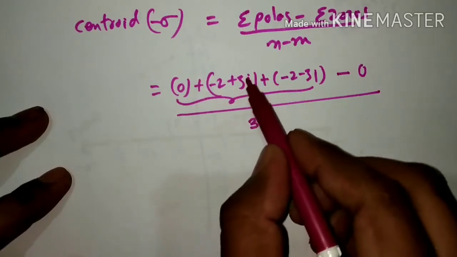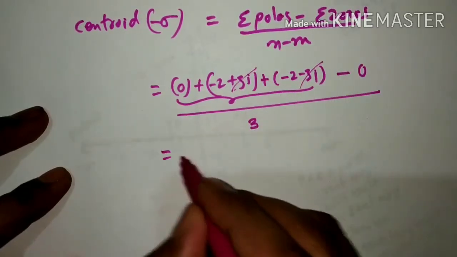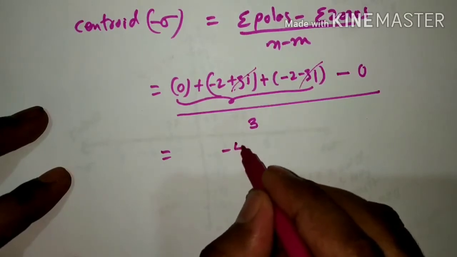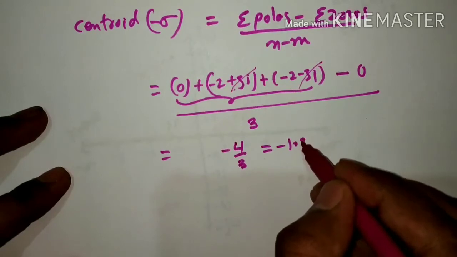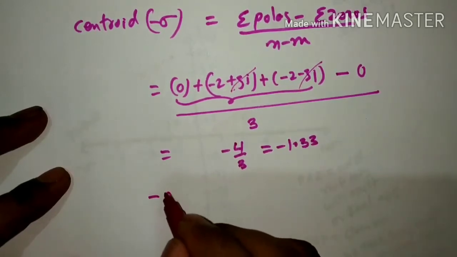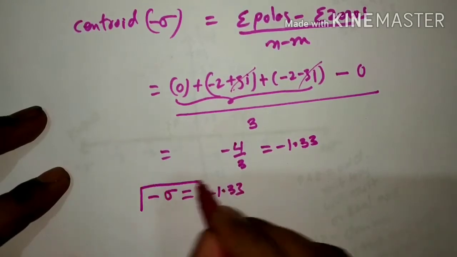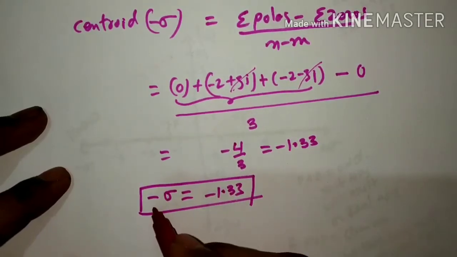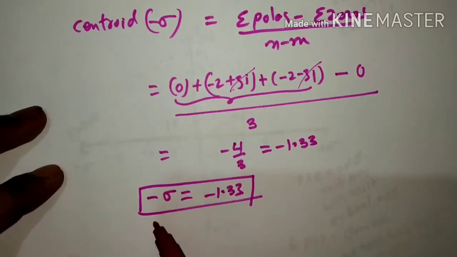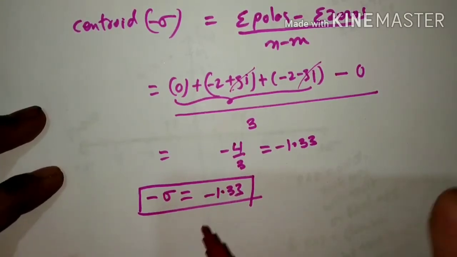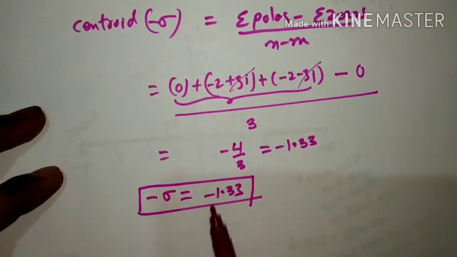So from here, plus 3j minus 3j will get cancelled. So you get minus 4 by 3. Minus 4 by 3 means minus 1.33. So here the centroid is equal to minus 1.33. Since the minus is there, you should not cancel it, because the centroid will be represented as a minus sigma.